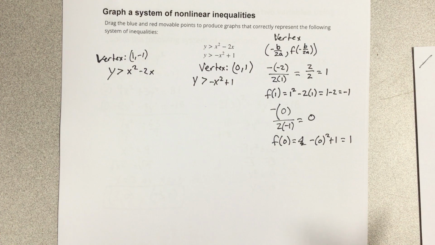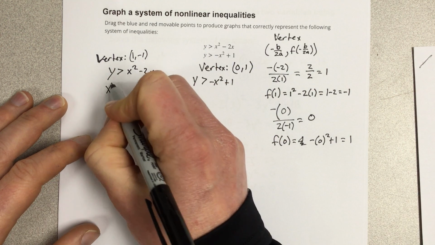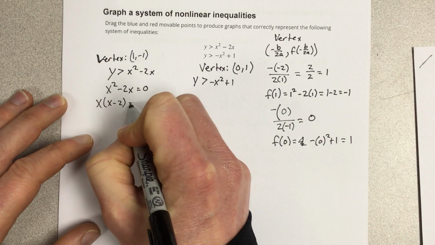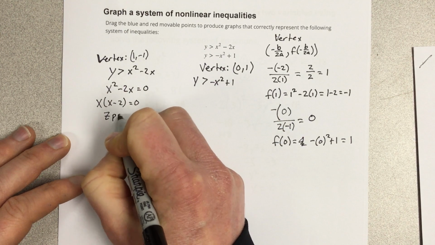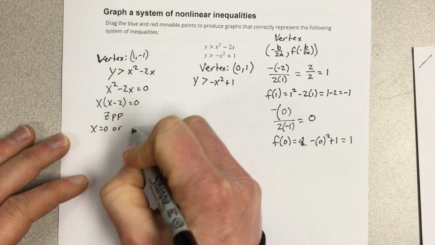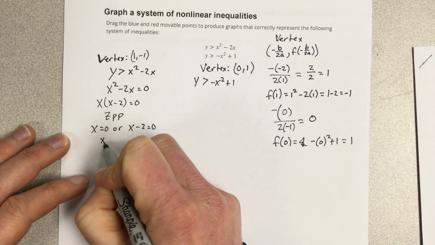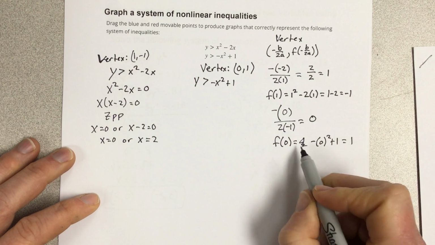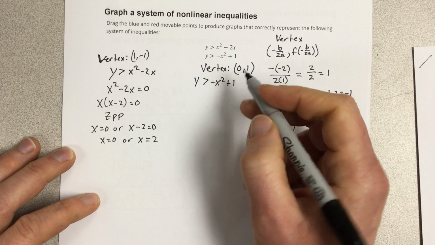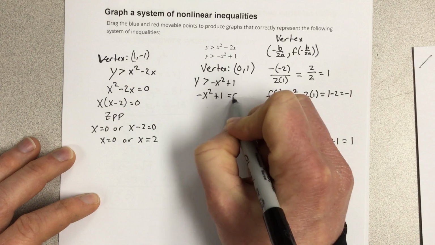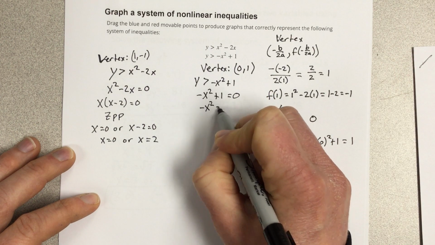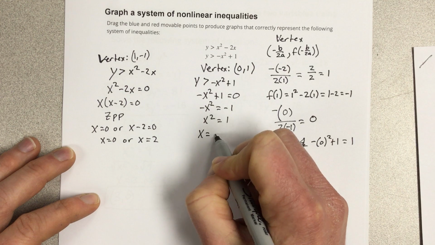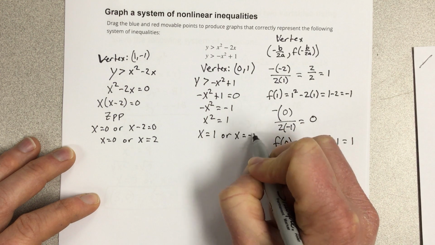Now we need to find the zeros of the function. So let's set this equal to 0. Factor x out, and we'll get x equals 0 or x minus 2 equals 0. So you get x equals 0 or x equals 2. Do the same thing on this problem here. We've got negative x squared plus 1 equals 0. Subtract the 1, negative x squared equals negative 1. Divide by negative, x squared equals 1. And then square root each side, and you get x equals 1 or x equals negative 1.